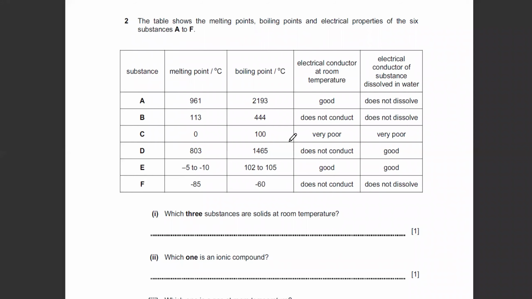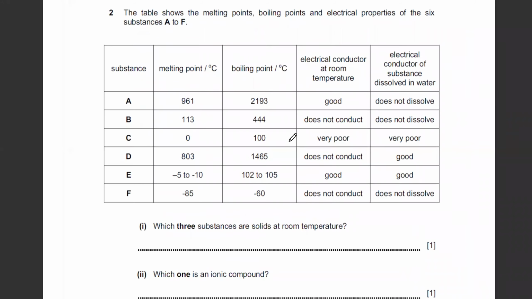Acha, this next one, it's about changes of state. I don't think it's a separation technique question specifically. He's asking which three substances are solids at room temperature. Now, room temperature is 25. Now, I previously told you that if there's any temperature between the melting and boiling point, then the substance would be a liquid in the middle. If it's higher than its boiling point, then it's going to be a gas, and if it's lower than the melting point, then it's going to be a solid.